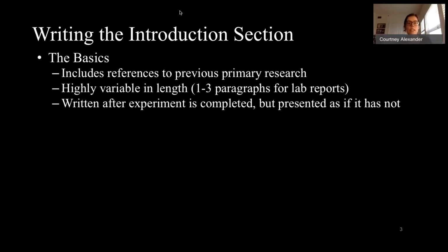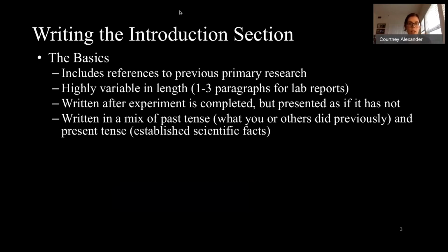You want to write this after you've completed the experiment, but you present it as though that's not the case, right? It goes first in your paper. And it's written in a mix of past and present tense. Past tense is what you use for what you or others have done previously. Previous work has shown whatever that previous work is. This is where you use that literature to help back up why you're doing your experiments.